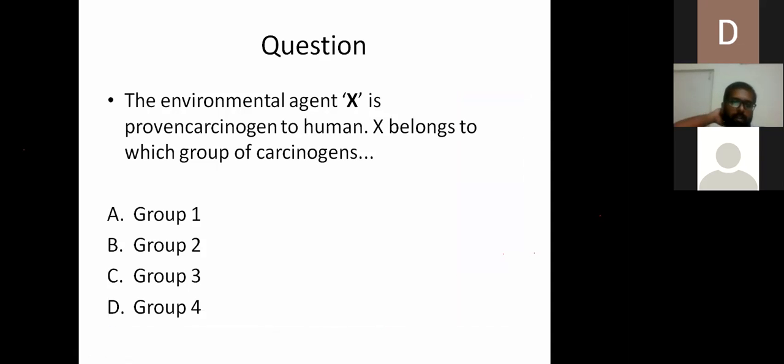So tell me, the environmental agent X is a proven carcinogen to humans. X belongs to which group? Anyone has replied? I'm not able to see the replies. Yes, group 1. Yes.